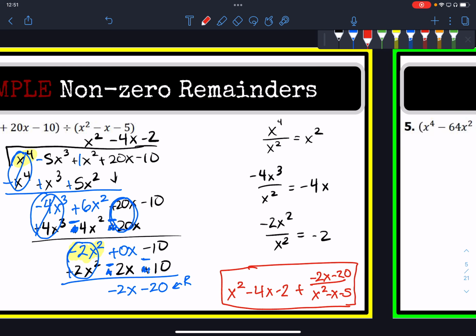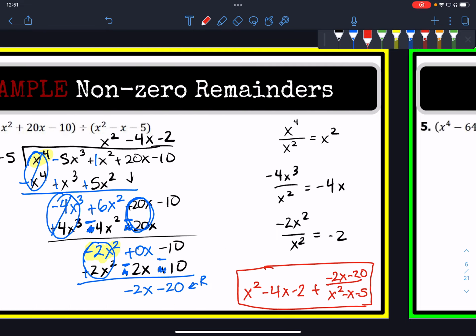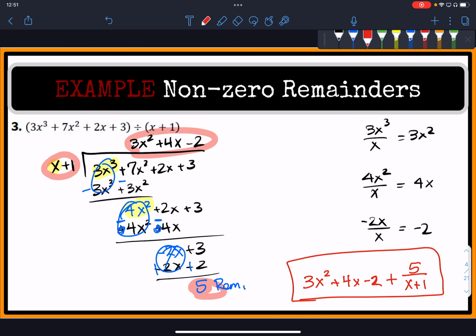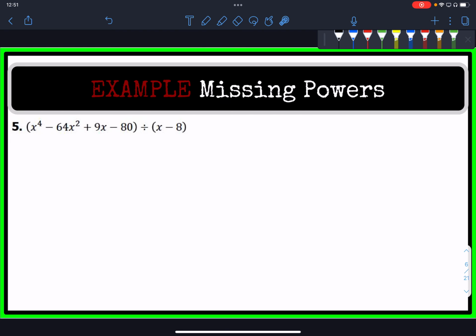Now, the last examples, again, are examples where we're missing a power. Notice that on the previous example, in this last, I'll do example number 3. Notice in example number 3, we have x to the third, x to the second, x to the first, and then our constant, which is essentially x to the 0 power. If we're missing a power, we need to use the number 0 as a placeholder for that missing power.